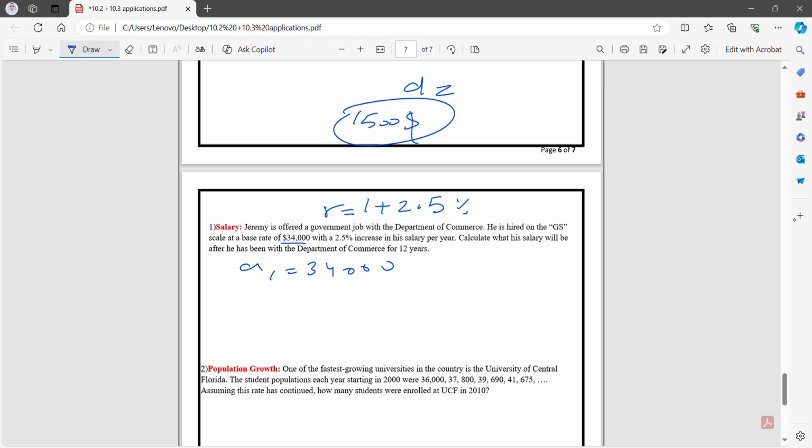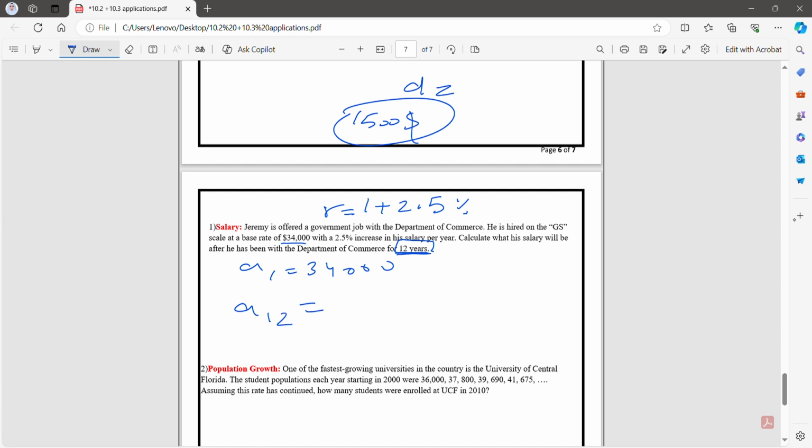They are saying calculate the salary after he has been in the department for 12 years, right? The first year is this. I want to check in 12 years what will be the salary. So it means we need to find the term, right? They did not say total. They did not say all together. They are saying for 12 years. So it means we need to find the term which is A12.